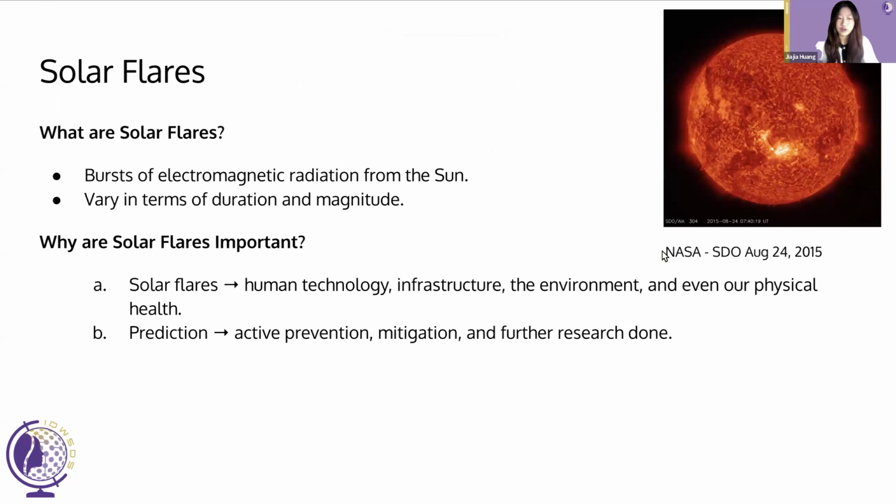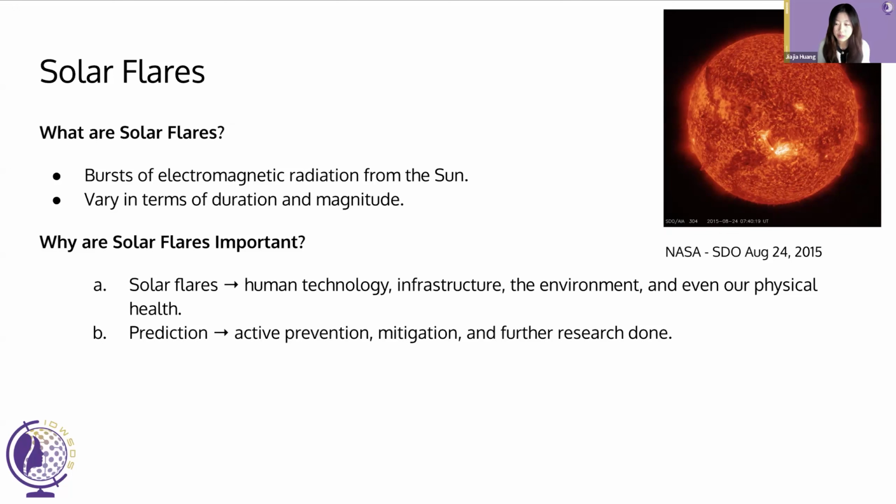So to start off, what are solar flares? Solar flares are localized bursts of electromagnetic radiation that originate from the sun's atmosphere that are associated with sunspots. They send high-intensity energy, light, and high-speed particles into the atmosphere. They vary in terms of duration and magnitude, lasting anywhere from a few minutes to several hours.